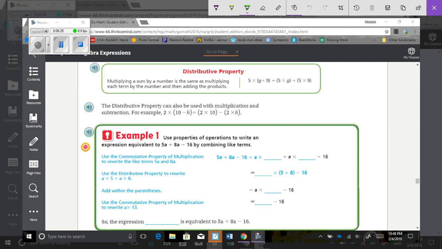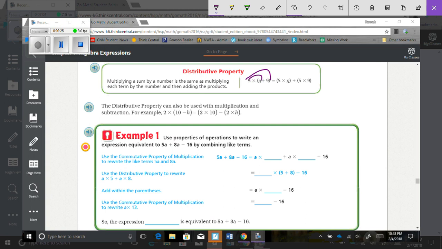Here is an example: 5 times (g plus 9) is the same thing as 5 times g plus 5 times 9. So you're just going to take that 5 and distribute it to both of those numbers in the parentheses. The distributive property can also be used with multiplication and subtraction. For example, 2 times (10 minus h) equals 2 times 10 minus 2 times h.